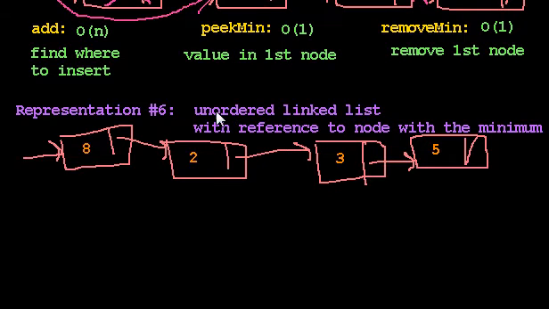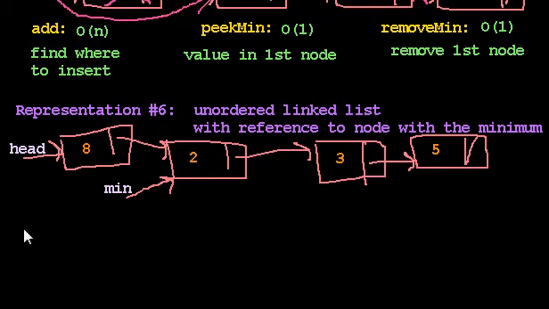And in addition to having our unordered linked list, we also apparently have a reference to the node with the minimum value. So we have an additional reference. So not only a reference to the beginning of the list, we have a reference to whichever node happens to have the minimum. So in fact, I'm going to label these. This is the head, the first node, and this is the minimum, the node with the minimum value. So we'll have those two nodes as our representation.